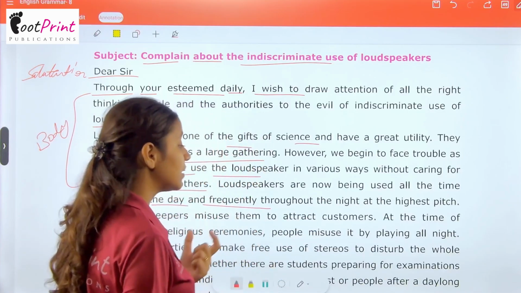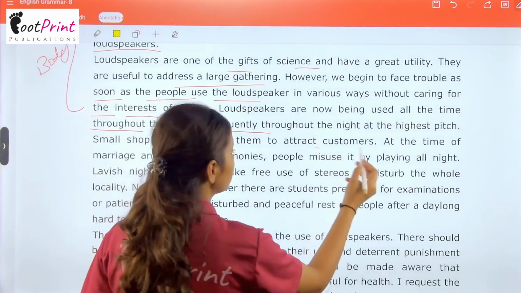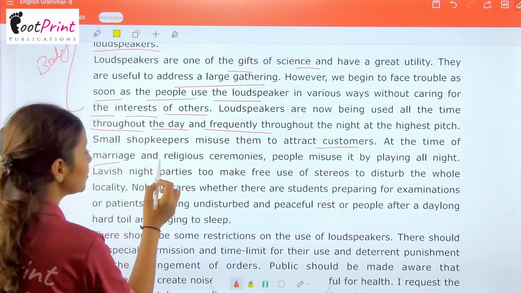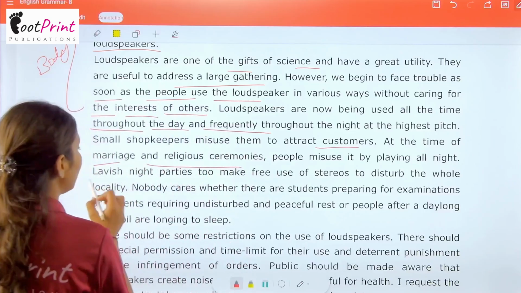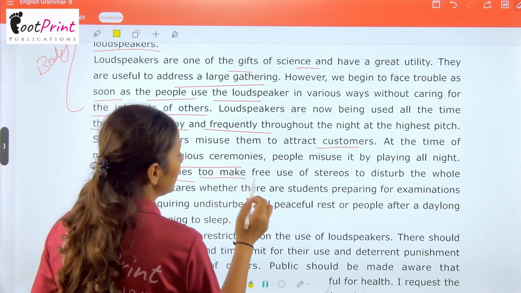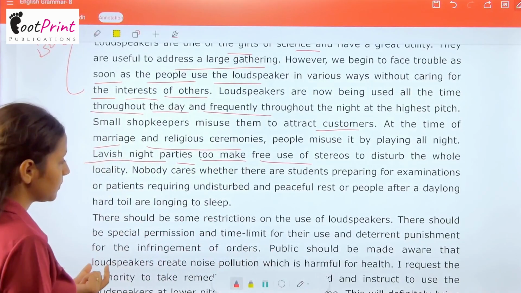Loudspeakers are now being used all the time throughout the day and frequently throughout the night at the highest pitch. Small shopkeepers misuse them to attract customers. At the time of marriage and religious ceremonies, people misuse them by playing all night. Lavish night parties make free use of stereos to disturb the whole locality.